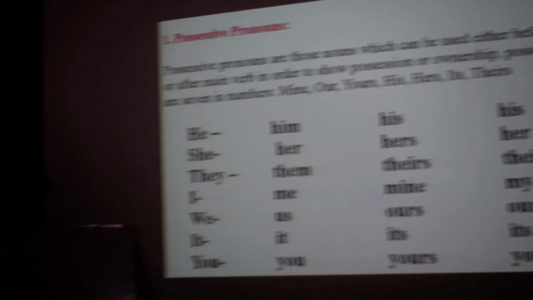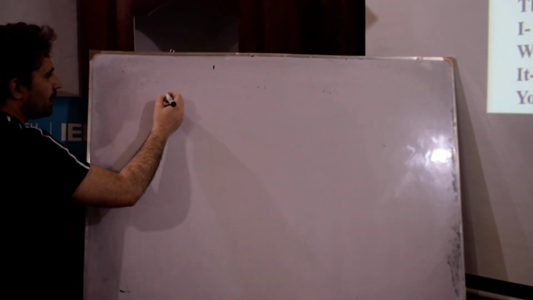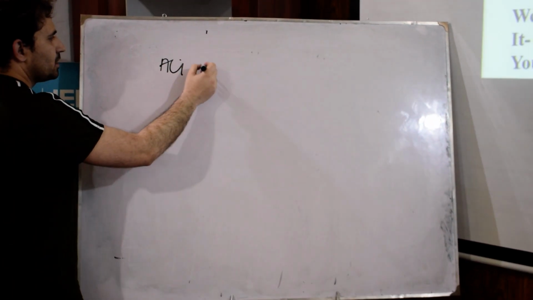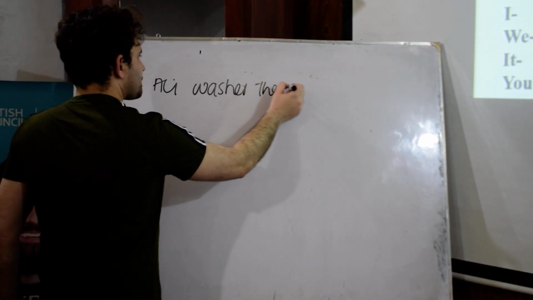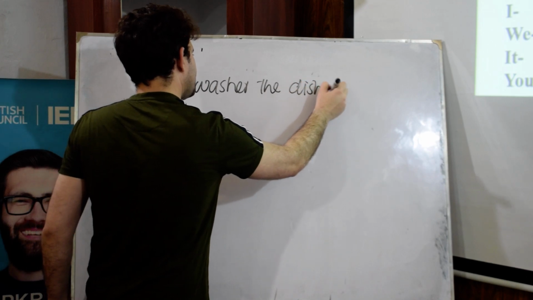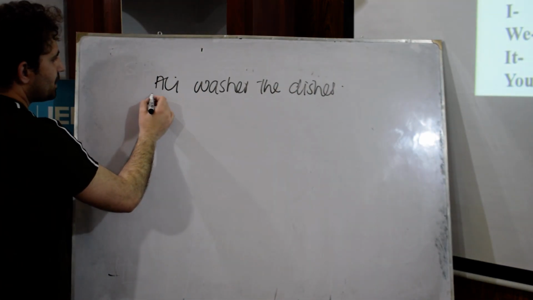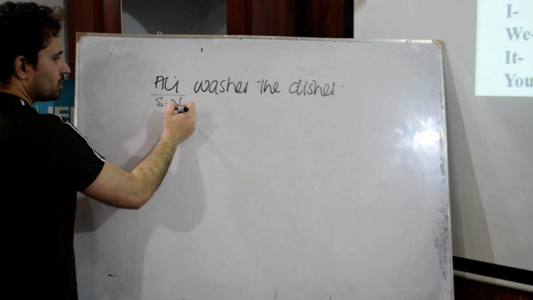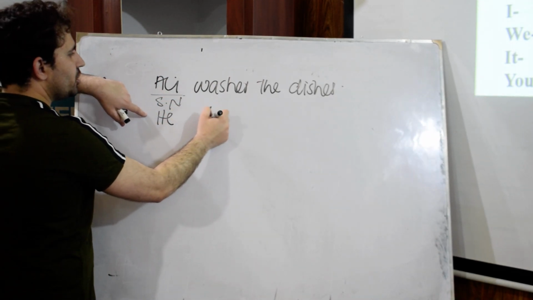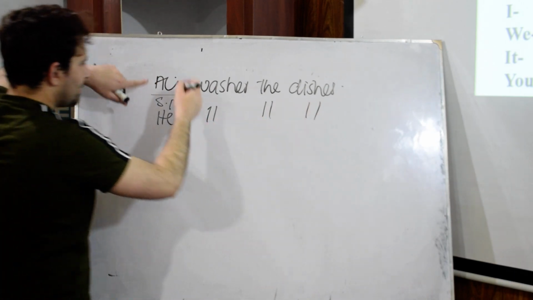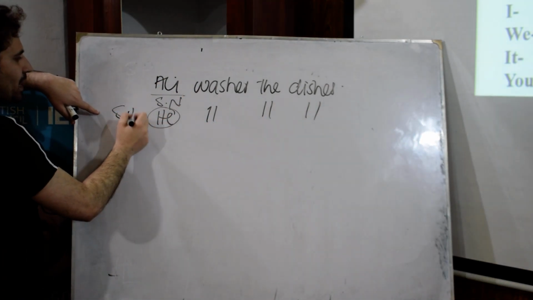Now let's come to practical examples. If I say, Ali washes the dishes. Can you see here, Ali is a subject noun. So I need a pronoun over here. I can say he washes the dishes. This is called what? Subject pronoun.